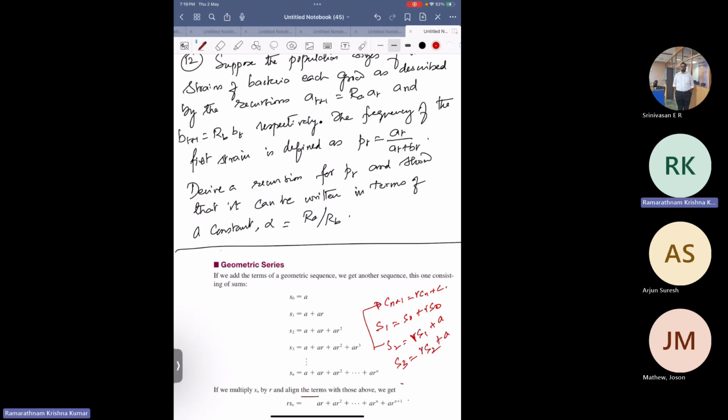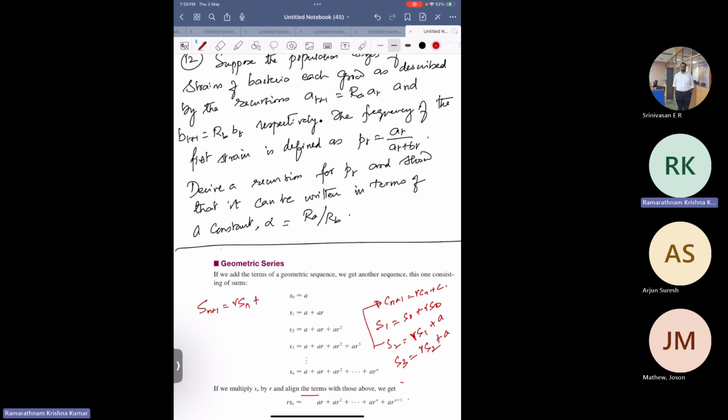Cn plus 1 is something like Sn plus 1. Instead of C, I'm writing Sn plus 1 is equal to R into, instead of Cn, I'm writing Sn, plus, instead of C, I'm writing A. Clear? So that it's in the same language. Let us see the way it is satisfied.